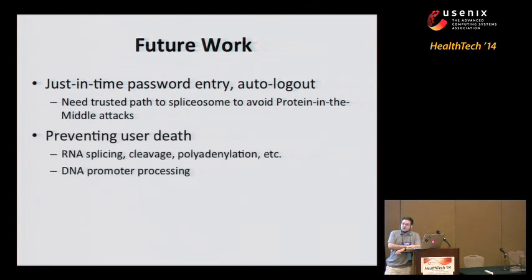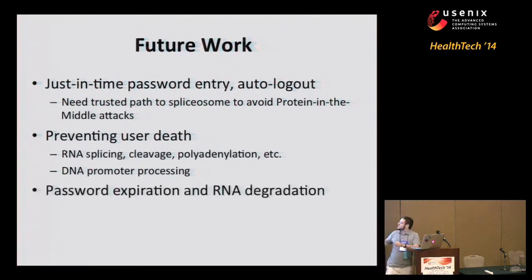Another problem is preventing user death, because it's not quite as simple as I presented before. I mean, there are all sorts of things. Biology is full of exceptions, RNA splicing, cleavage, polyadenylation, so forth. There are a lot of things that go on which I glossed over completely. DNA promoter processing becomes difficult because the promoter is meant to be processed unencrypted. If we have an encrypted promoter, what happens? We don't know. Password expiration and DNA degradation is another problem.